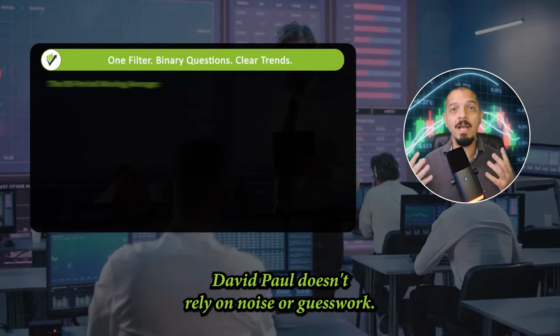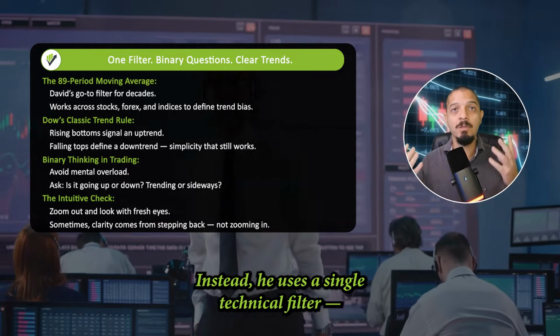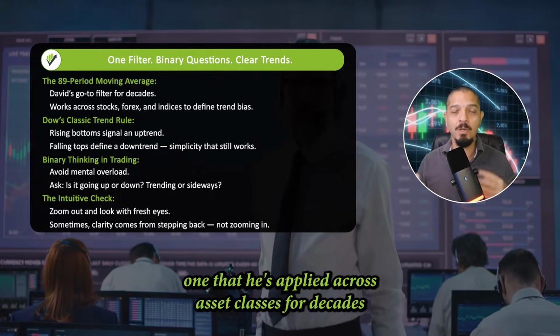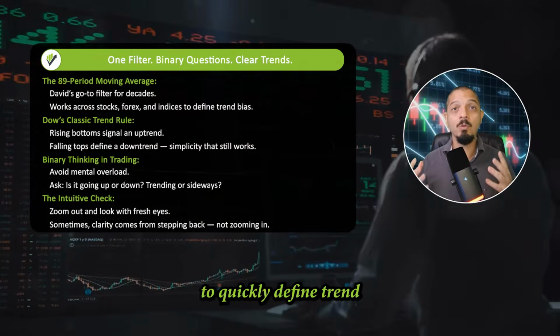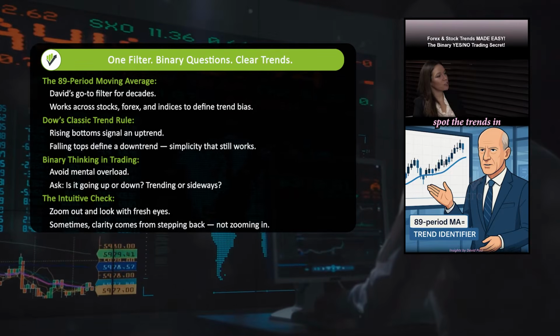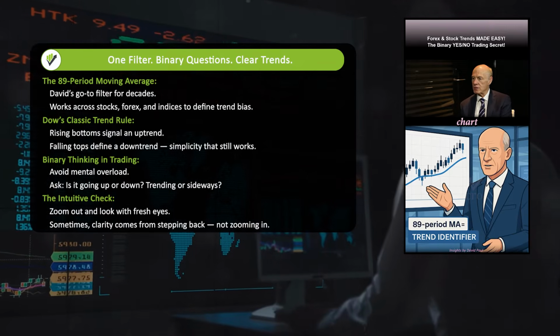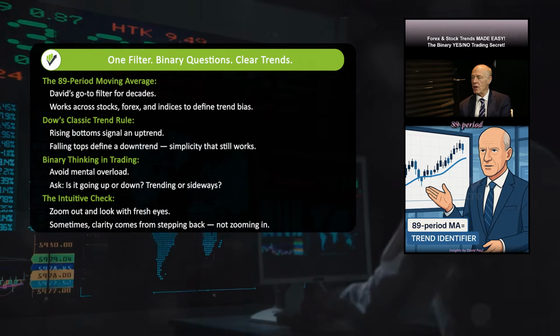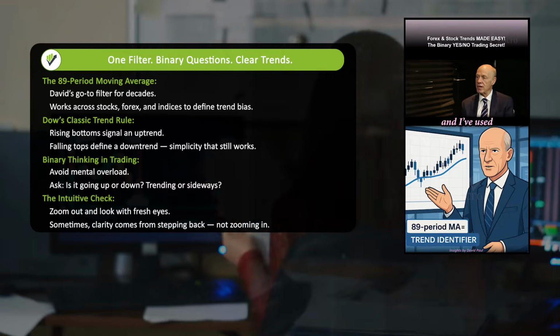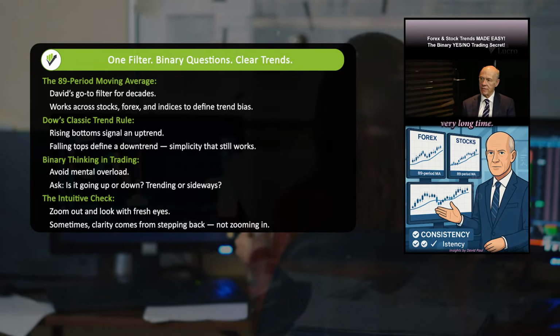David Paul doesn't rely on noise or guesswork. Instead, he uses a single technical filter, one that he's applied across asset classes for decades, to quickly define trend direction and filter out indecision. How do you spot the trends in the Forex markets? Well, simply, on a 4-hour chart, I use an 89 period moving average, and I've used that 89 period moving average in all markets for a very long time.